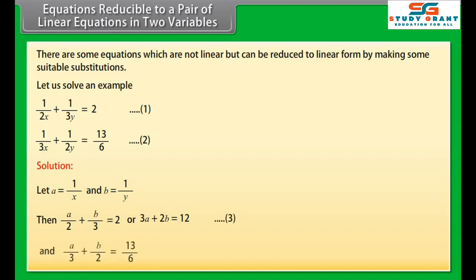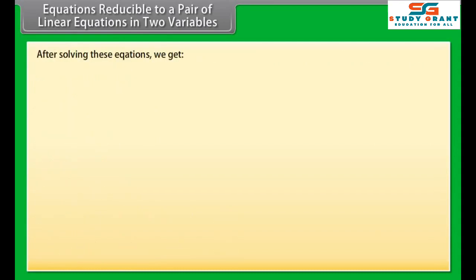Equations reducible to a pair of linear equations in two variables. There are some equations which are not linear but can be reduced to linear form by making some suitable substitutions. Let us solve an example. Solve 1 upon 2x plus 1 upon 3y equals 2, Equation 1. 1 upon 3x plus 1 upon 2y equals 13 upon 6, Equation 2. Solution. Let a equals 1 upon x and b equals 1 upon y.